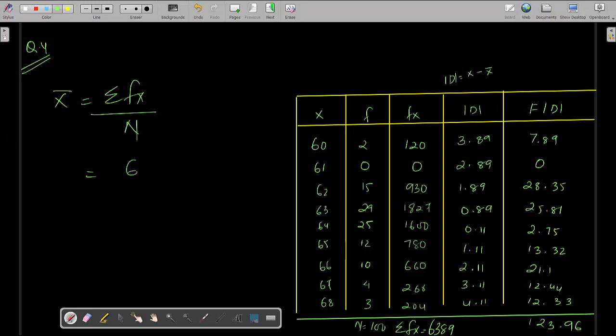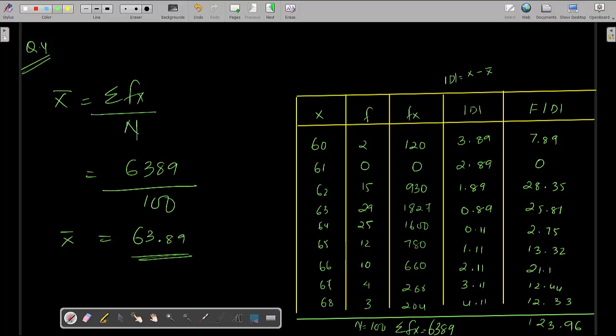Now you have to put this value in the formula here. So it is 6389 divided by n, where n is the sum of the frequency. So n here is 100. If you divide this, you get 63.89. So this is your mean value. Clear? Now you have to find deviation.